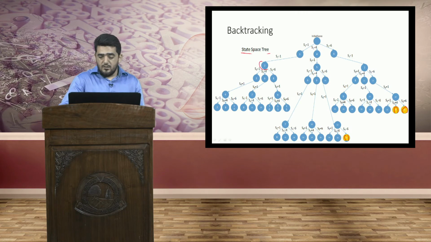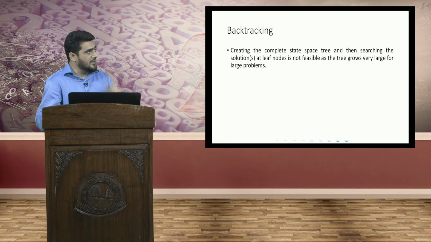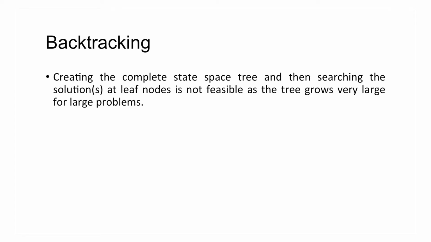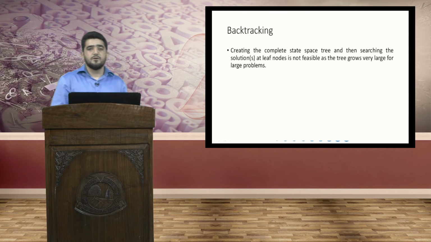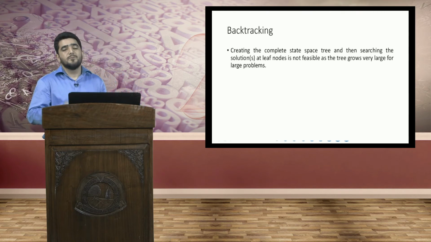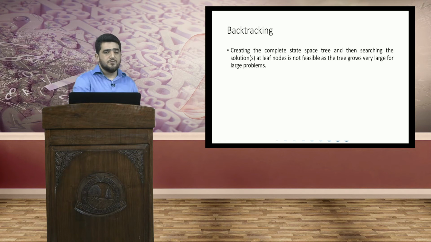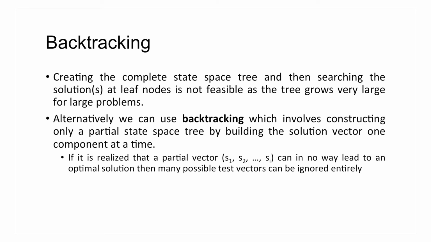For example, if we look at this statement in the next slide, it says that creating a complete state space tree and then searching for the solution or solutions, if there are multiple, at the leaf nodes is not a feasible solution. For example, in certain cases, when the problem is large, the state space tree might be extremely huge, and it would be difficult for us to find an optimal way of searching that huge state space tree. So alternatively, we can use backtracking. Now, how does backtracking give us a better solution? It involves constructing only a partial state space tree.